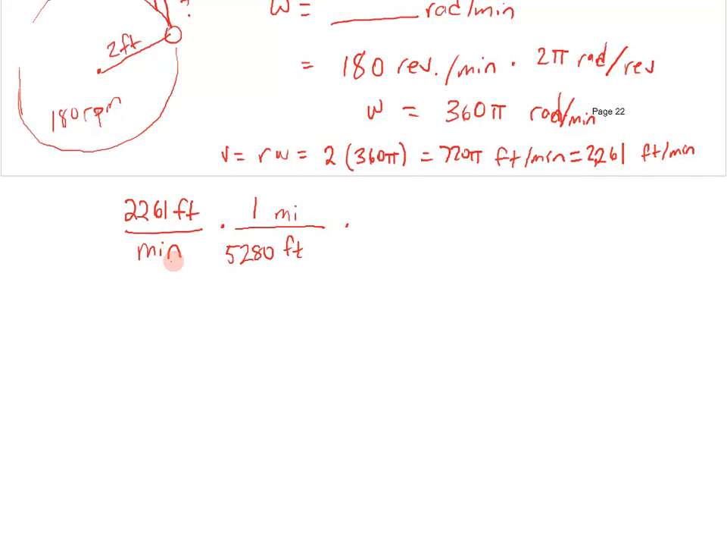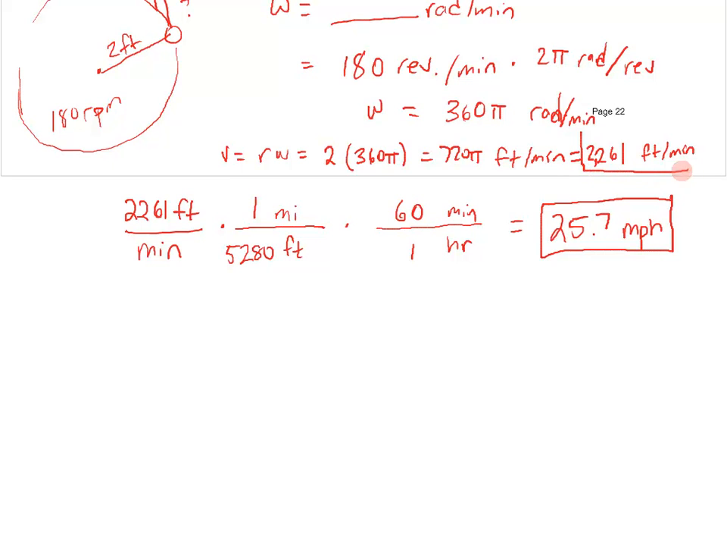Now I want to convert the minutes to hours. How are minutes related to hours? I put the minutes on top so it'll cancel with the minutes here. There are 60 minutes in 1 hour. If I multiply straight across and then divide by everything on the bottom, throwing that into my calculator, I get 25.7. I took 2,261 times 60 and then divided all that by 5,280 and got 25.7 miles per hour. And that's the end of lecture 6.